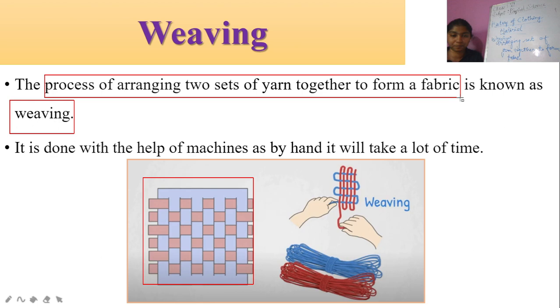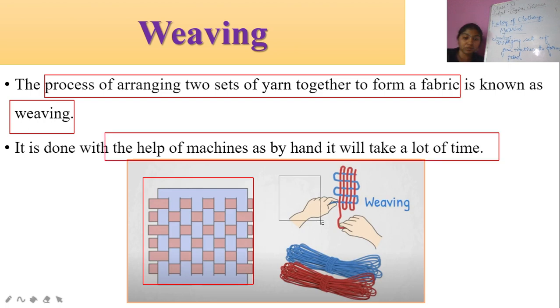It is done with the help of machines, as by hand it will take a lot of time. If you do it with the machine, it will not consume more time, but if you do the same practice with the hand, it will consume more time. So students, this is one of the other examples. You can see the weaving process for the different colors. One is blue color and second is red color. See how the weaving is done to form a fabric, okay students.